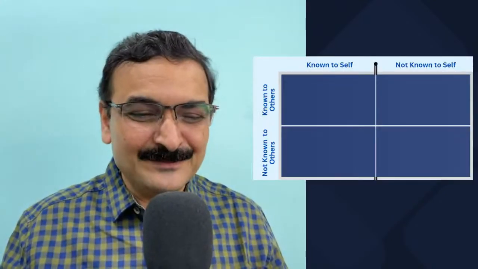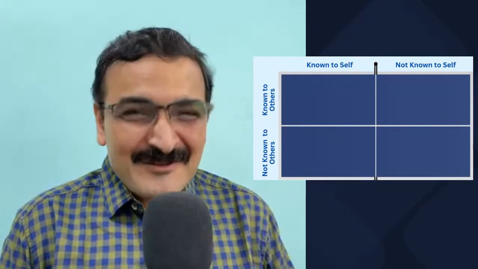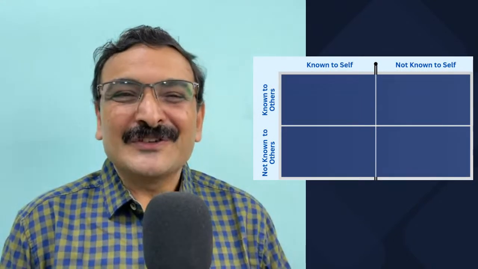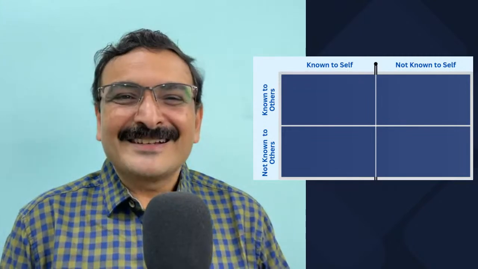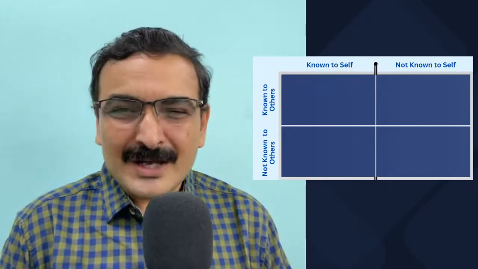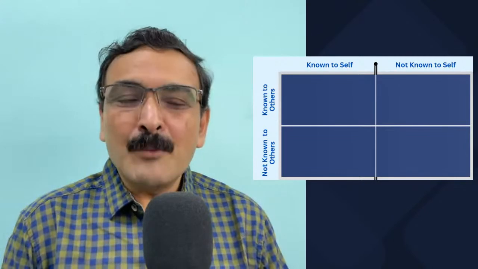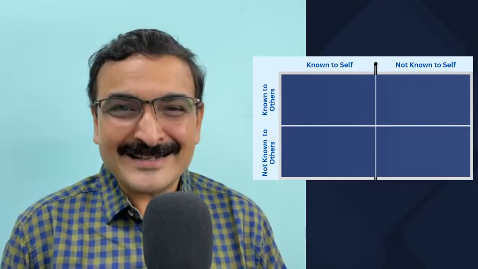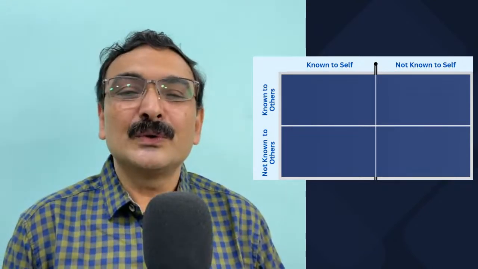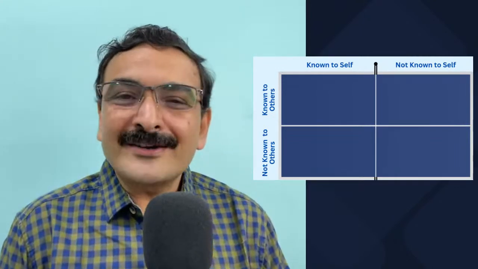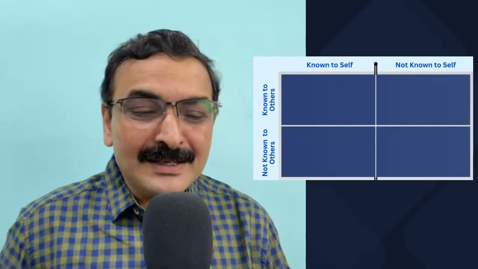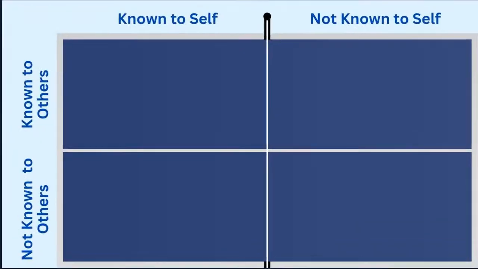Let's move on further. Now, we have seen many such matrices to find something about ourselves. Earlier in emotional intelligence also we had something like this. Today also we are going to look at 4 quadrants. Such simple is this. Let's see this.